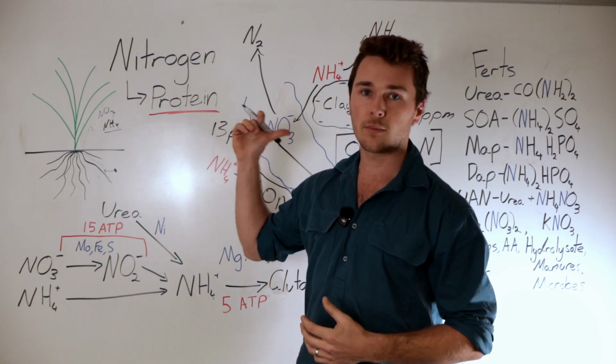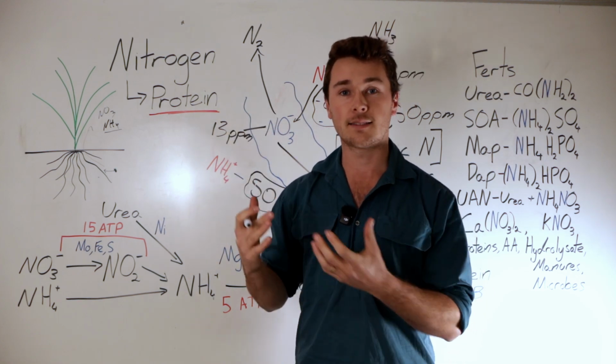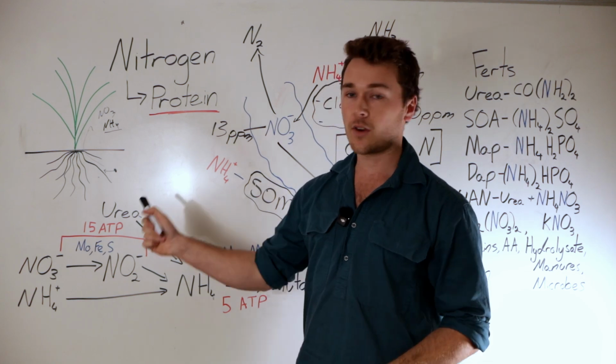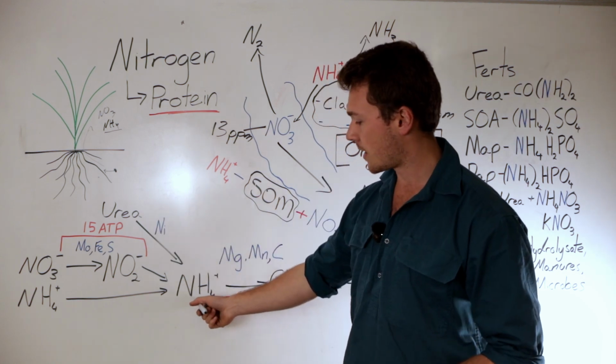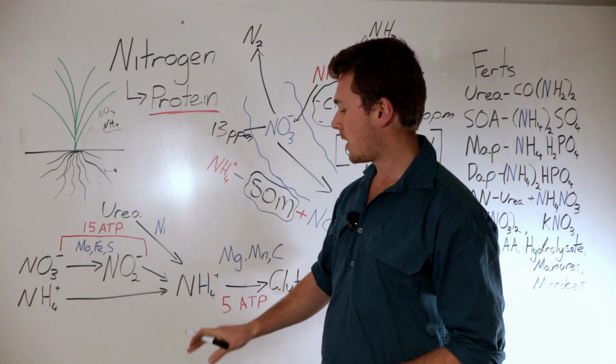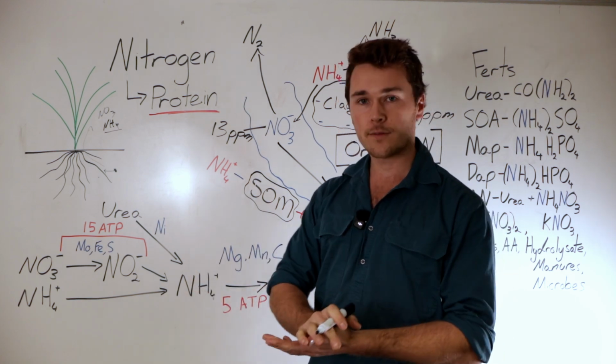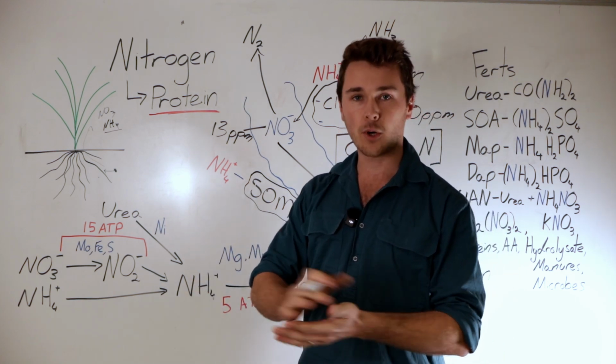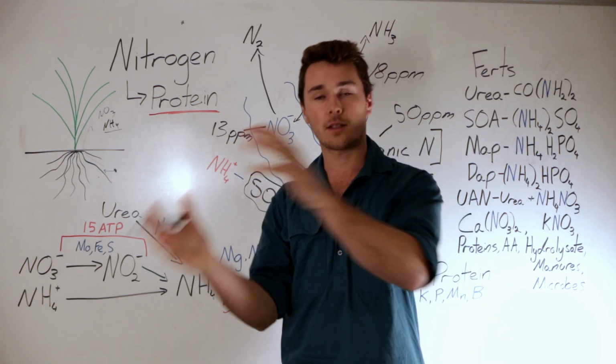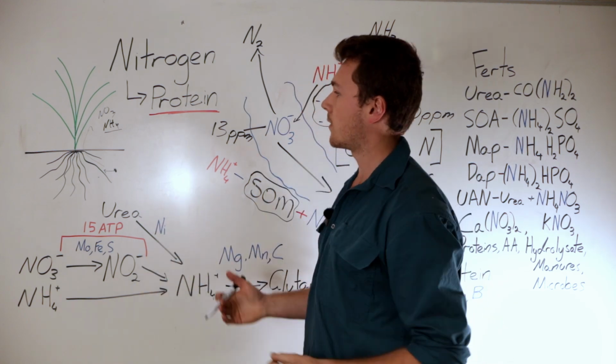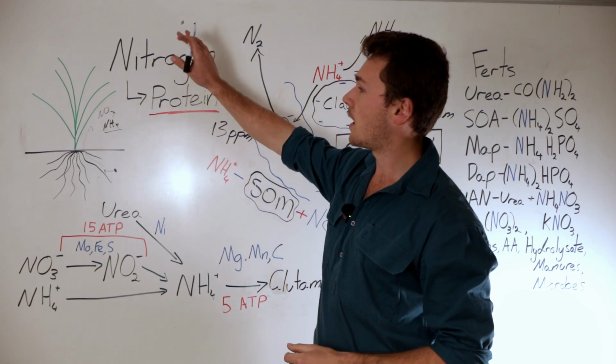Now, it's ideal to be applying it as amino acids, but amino acids are expensive. Urea is a great way, but it goes straight into ammonium. What matters is making sure that we have the process set up so that the plant can then rapidly convert that into proteins every 24 hours to prevent our pest and disease.